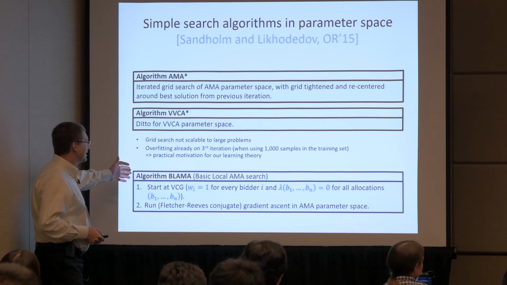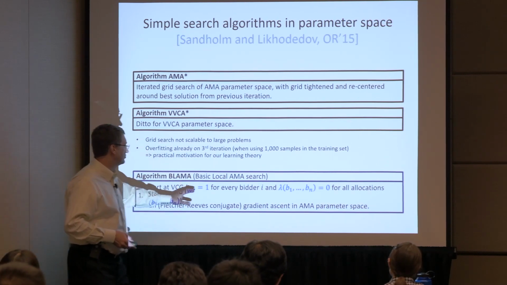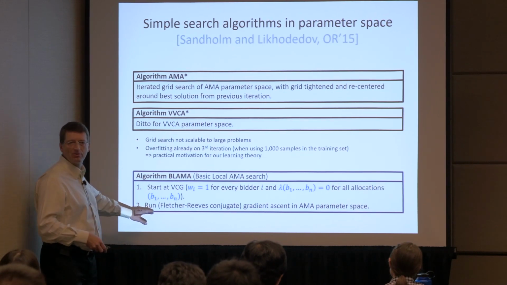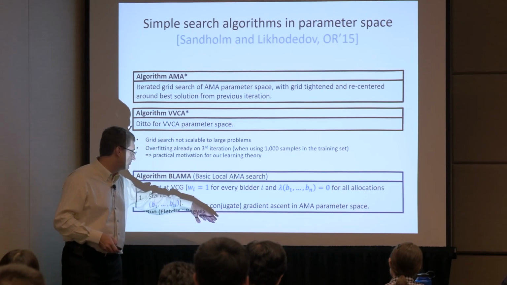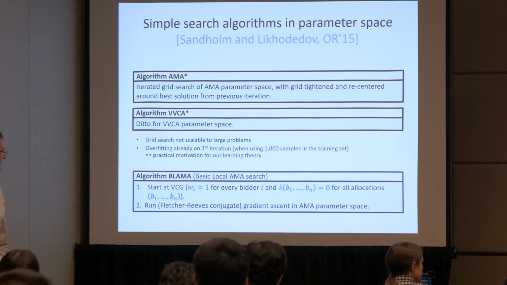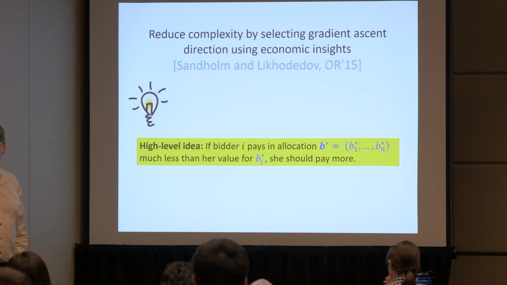So then there's basic local search AMA. Start at the VCG, which just means that the W's are 1 and the lambdas are 0, and then run gradient descent in the AMA parameter space. We ran Fletcher-Reeves conjugate gradient descent. The particular form doesn't really matter. Now the next idea is, can we somehow use economic insights to decide how to do better gradient descent instead of this naive gradient descent?